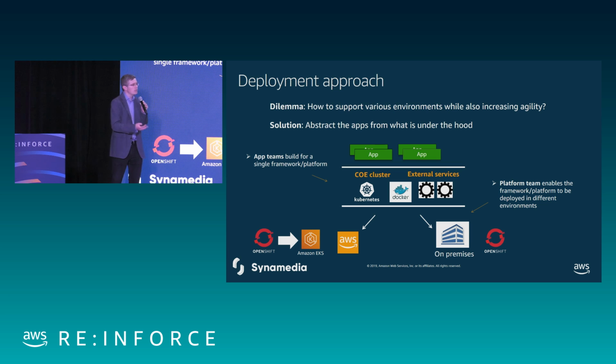And so what we did was we made sure that all of our app teams write to the Kubernetes API. So when they're deploying, that is the API that they're interacting with. And then we have a platform team who are there to glue that Kubernetes layer down onto the underlying platforms. And so when it comes to on-premise, we're using OpenShift as our container platform. And until recently, we've been using OpenShift also in Amazon, but have been migrating to EKS. And that's what I'm going to talk to you a little bit more about today.